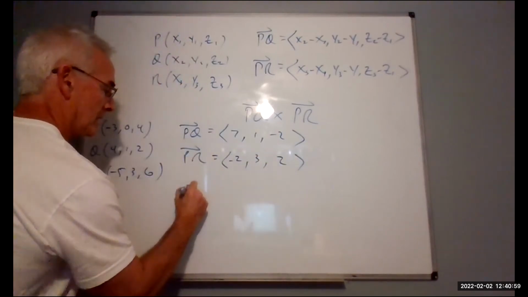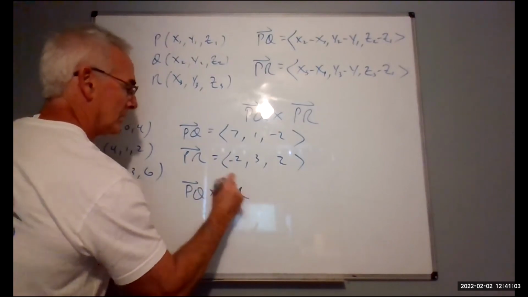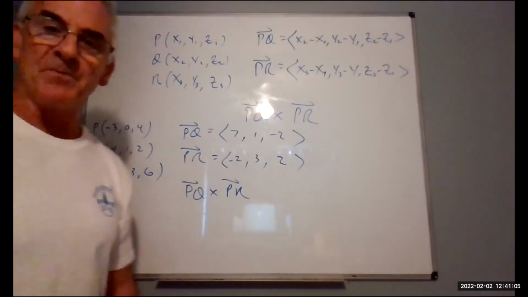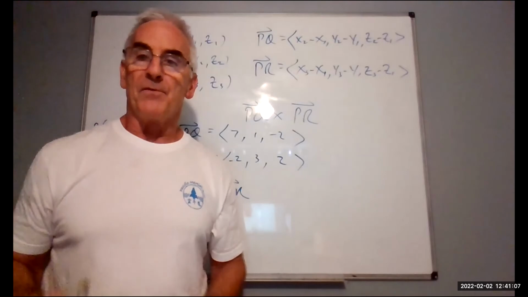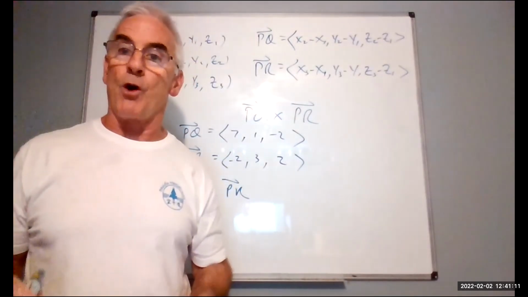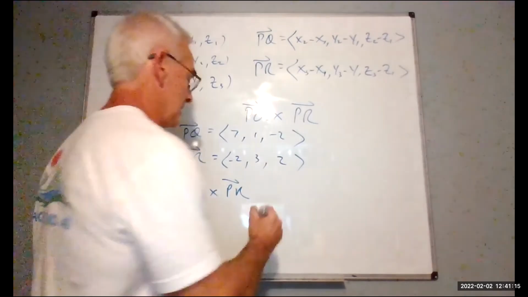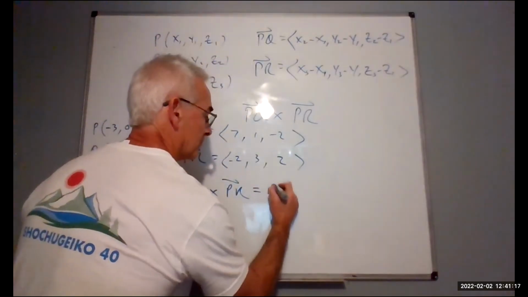So then PQ cross PR. Now we have a name for this vector. The vector that is orthogonal to the plane that the other vectors live on is called the normal vector. Normal vector. And we often just write it as vector n.